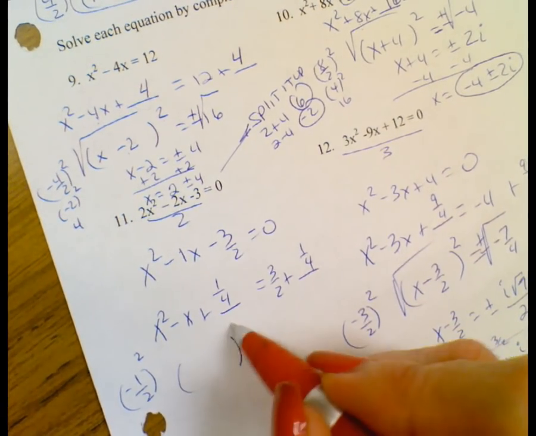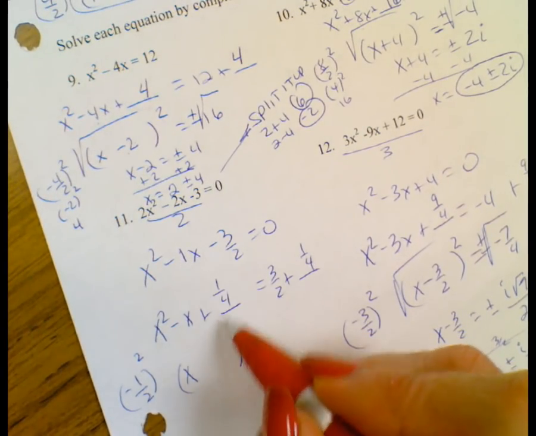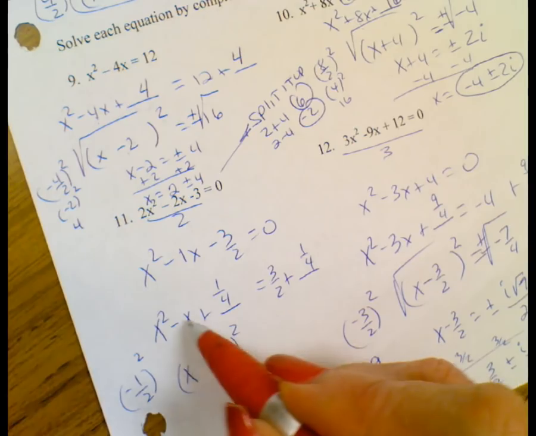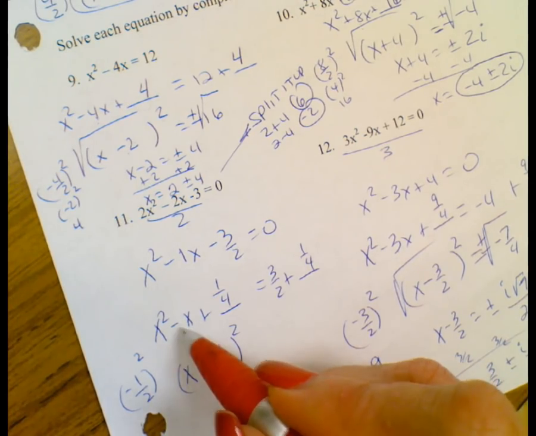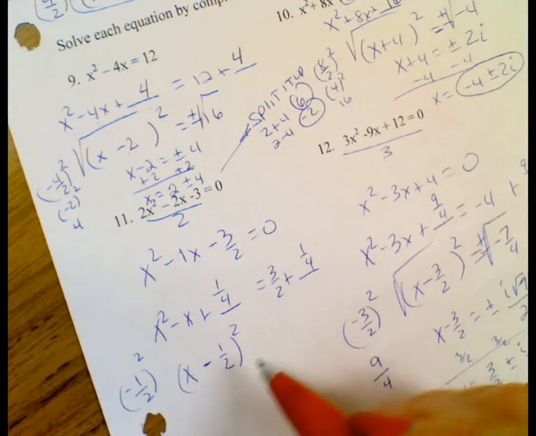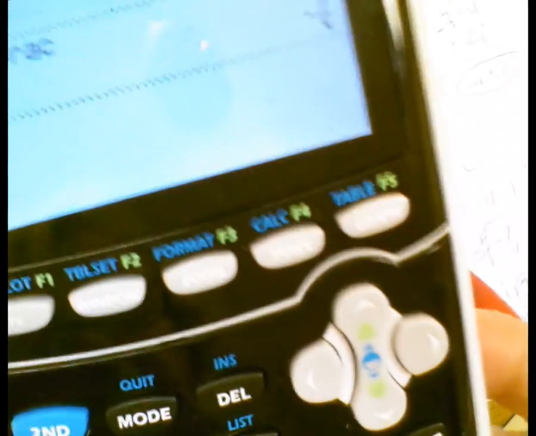So when you go to factor this, factors of x squared are x. Square root of 1/4 is 1/2. Half of 1 is 1/2. It's going to be a negative because half of -1 is -1/2. Now over here, if you add 3/2 to 1/4, you get 7/4.